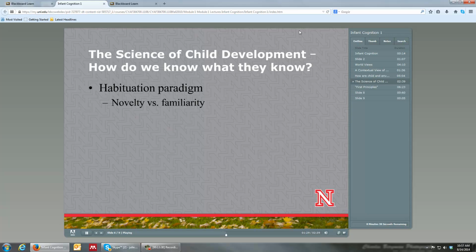What does this tell us? Well, we make the inference that the infant is surprised, and in order to be surprised, it has to be violating what the infant's expectation is, which means that they have a representation, that is, the ball is supposed to roll down the ramp. So this is one of the tools that cognitive scientists can use to determine what children know and what they don't know, or what they expect and what they don't expect.